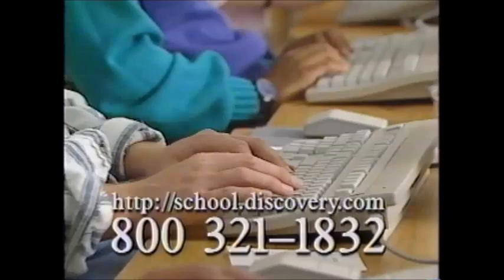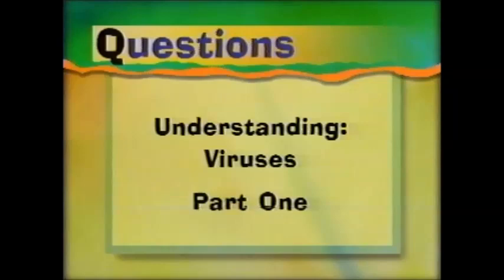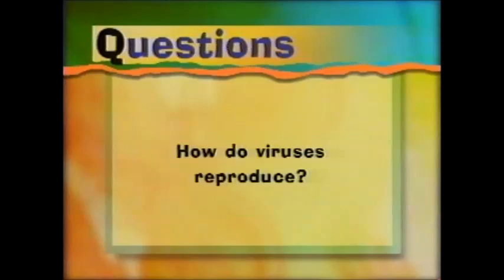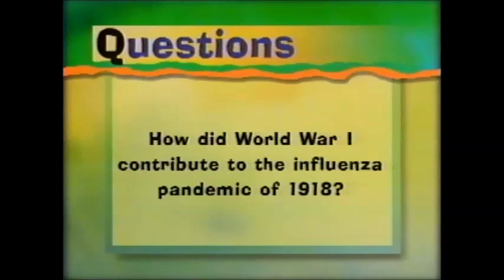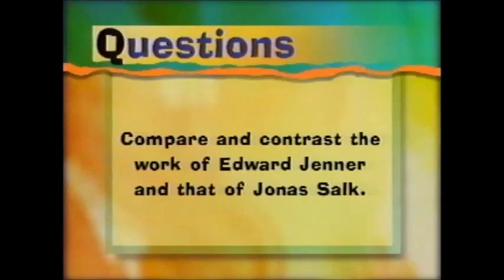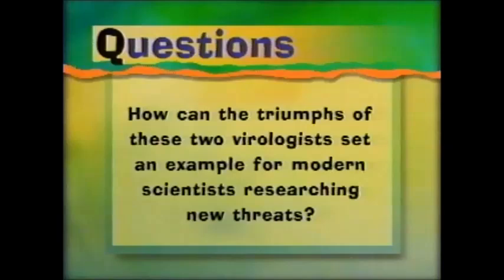Coming up now, study and discussion questions for Understanding Viruses, Part 1. How do viruses reproduce? How did World War I contribute to the influenza pandemic of 1918? Compare and contrast the work of Edward Jenner and that of Jonas Salk. How can the triumphs of these two virologists set an example for modern scientists researching new threats?